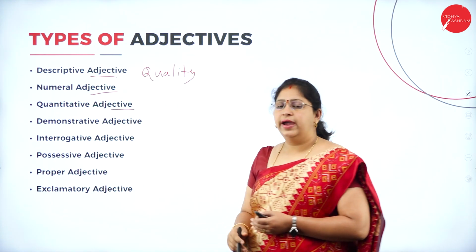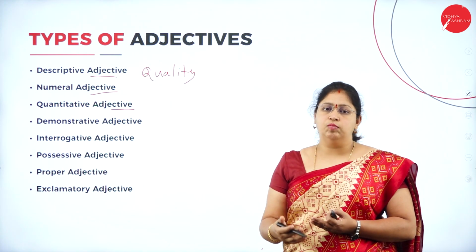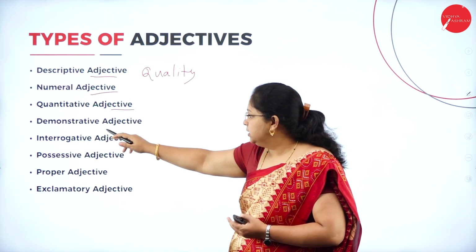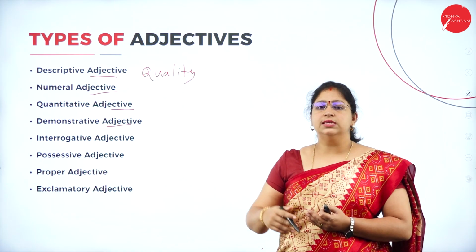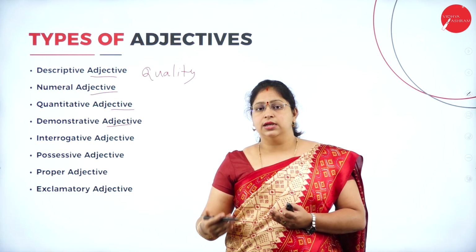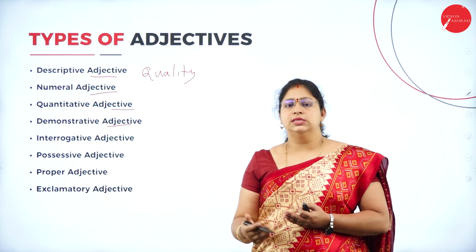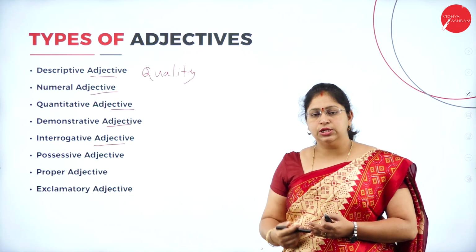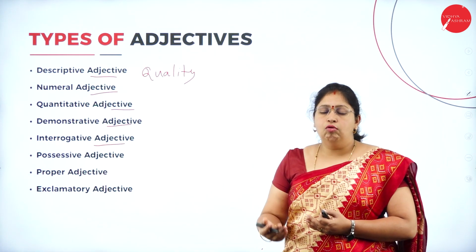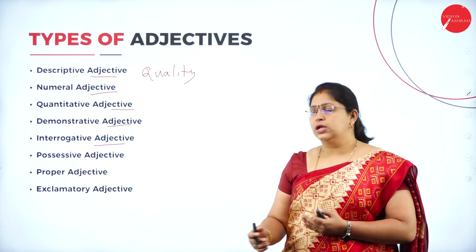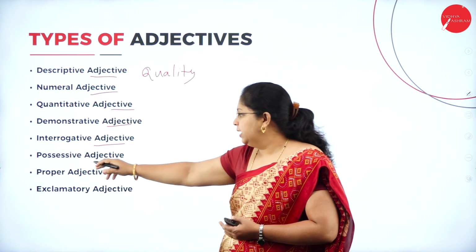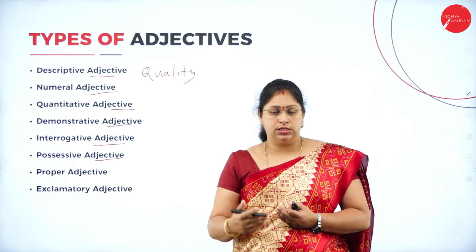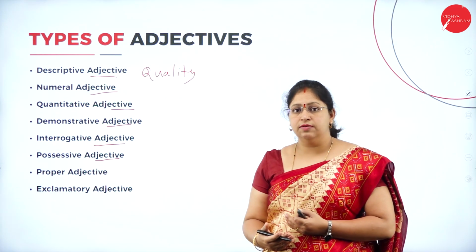Then quantitative adjective, it tells the quantity, some, more, little, whatever we say, that comes under quantitative adjective. Then is demonstrative adjective. Demonstrative means it demonstrates, like the words these, that, those and such, all these are the demonstrative adjectives. Then interrogative adjective. All the WH words come under interrogative adjectives, like who, where, when, what, whom. Then possessive adjective, like mine, his, our, which show the possession, are known as possessive adjectives.